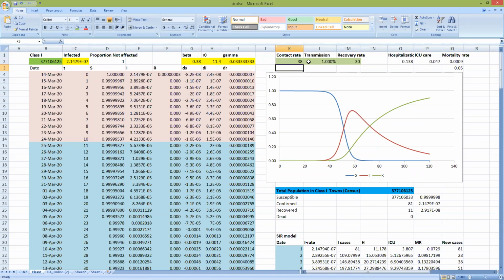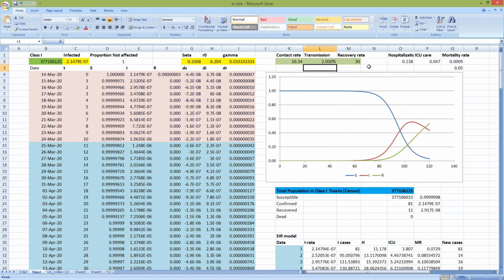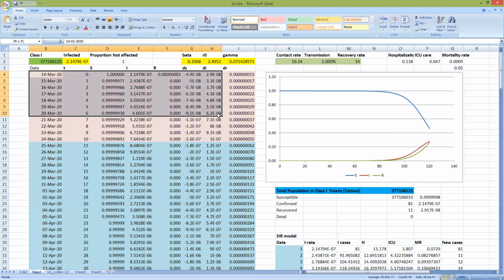So you can use this to play around with this. You can plug in different contact rates, lower this. For instance, in Europe, the contact rate is 10.34. So you can see the peak will be over here. I put it 14. This will be over here. So you can change these 3 parameters and the graph will change by itself. So you can try this out on yourself.